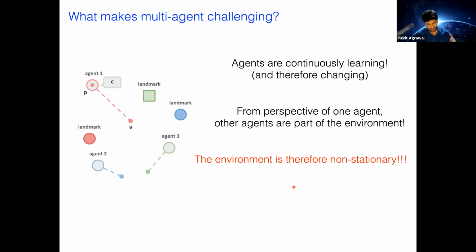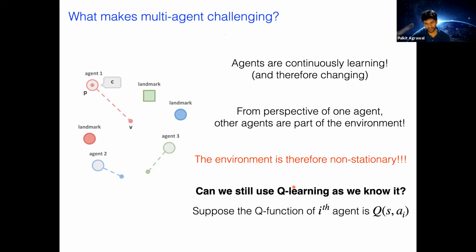So what we saw in Q learning was, we can have some policy from which we collect data, which is different from the policy that we are learning, and we can put the data into a replay buffer. So can I still use Q learning over here? Suppose the Q function of the ith agent is Q(s, a_i), where a_i refers to the action of the ith agent. And if I just use DDPG, would it just work fine?